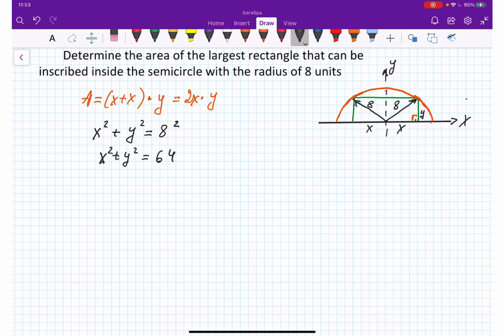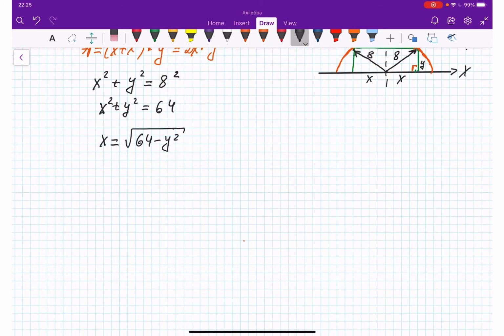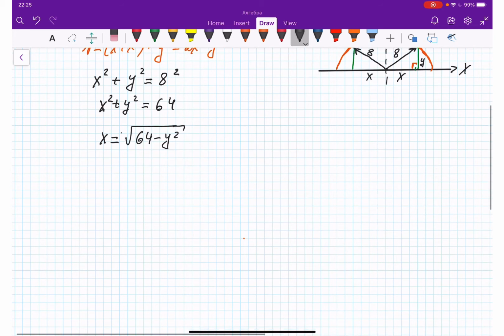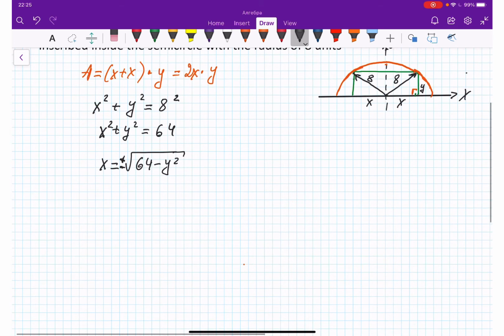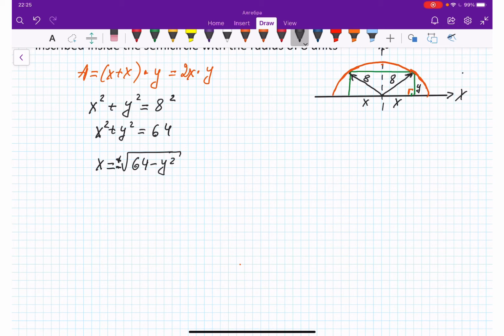Okay, so from here, how much will be my x? x is going to be square root of 64 minus y squared. Let's not forget that we are going to have plus minus here, because we are taking a square root, positive can come out and negative can come out. Because the negative is not going to work for our case, we are going to have only the positive portion of it. And if we use the area, knowing x, it's going to be twice, well, let me write down, 2xy, 2y, and square root of 64 minus y squared.